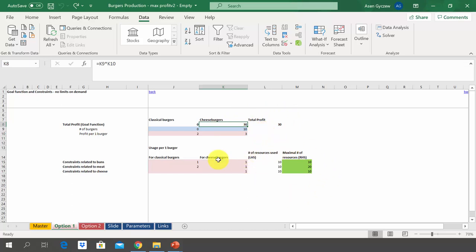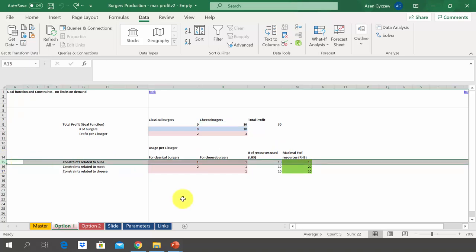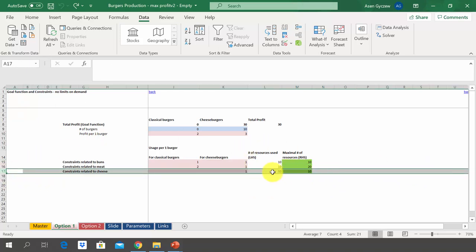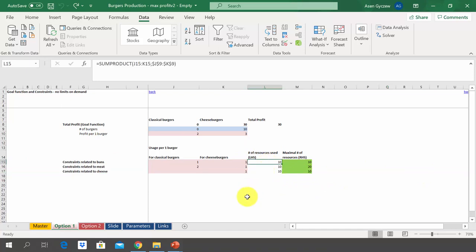Obviously, with the constraints intact, we can also check to what extent we have used our resources. So as you can see, we have used all the buns. So we used 10 and we have 10. When it comes to the meat, we used 10 and we have 20. So there are 10 pieces of meat left. And finally, when it comes to the cheese, we have used 10 and we have 10. So we have used all the resources when it comes to cheese.